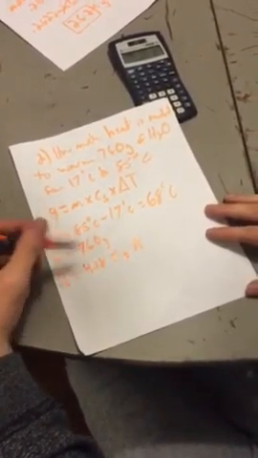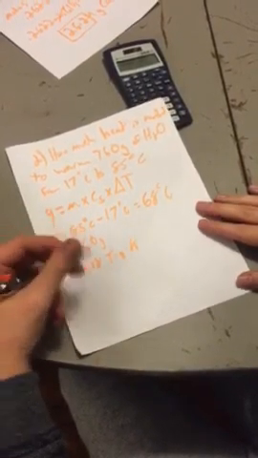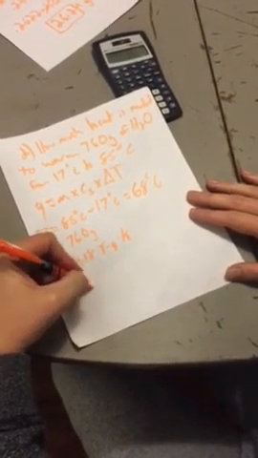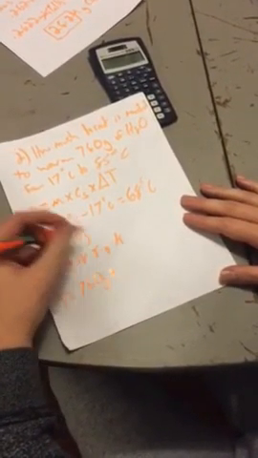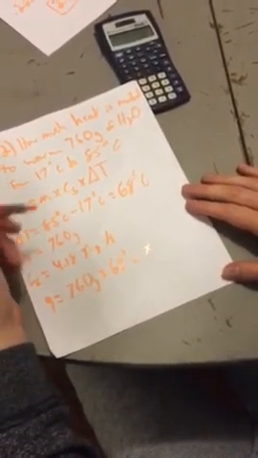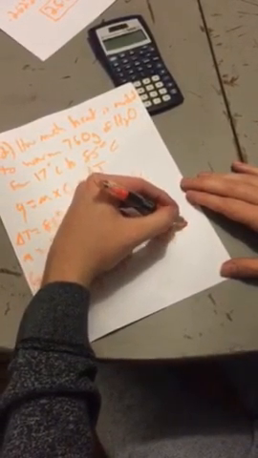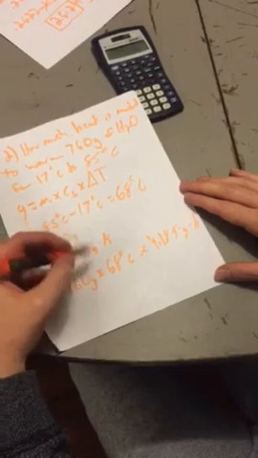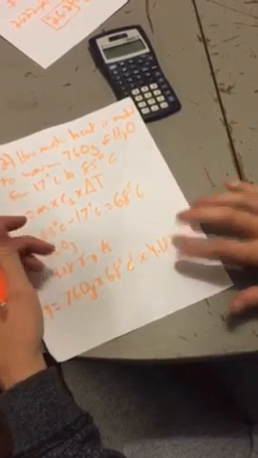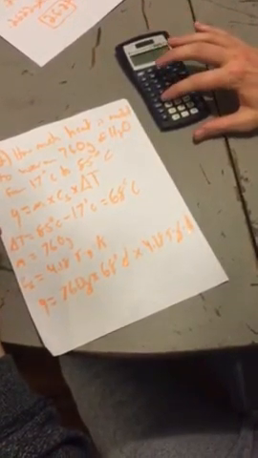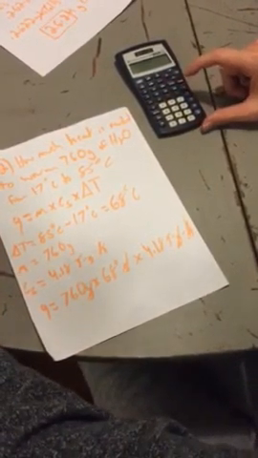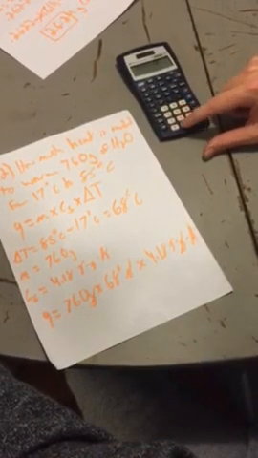Now we can plug in all of our numbers and get how much heat is needed. Here we go: 760 grams times 68 degrees Celsius times 4.18 joules per gram per Kelvin. We can cancel out our grams, cancel out our Celsius with Kelvins, and we're left with joules. So 760 times 68 times 4.18.